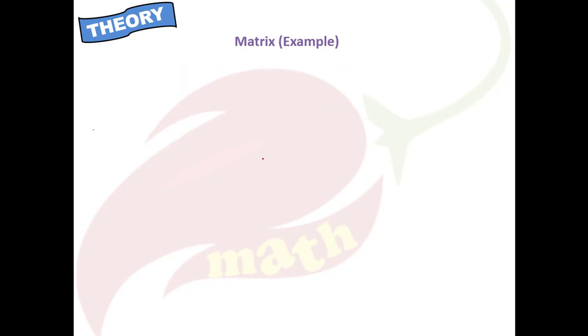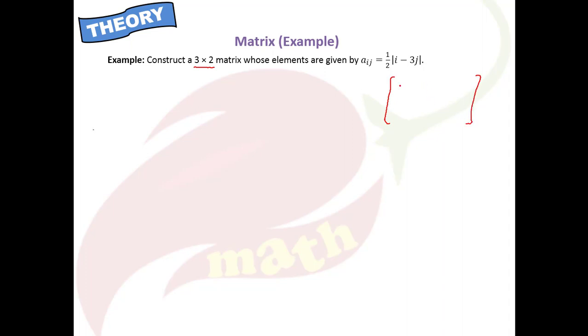Next is, construct a 3 by 2 matrix whose elements are given by Aij is equal to half modulus of i minus 3j. Now I believe you can easily construct a general matrix of 3 by 2 order. If you cannot write elements directly, then what do you do? You simply draw lines. As we know, we have 3 rows and 2 columns. 1, 2, 3. These are 3 rows and we have 2 columns.